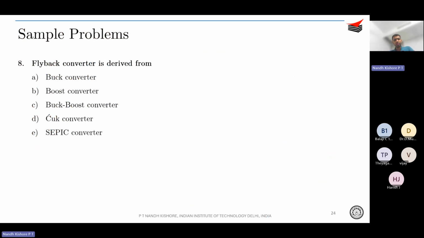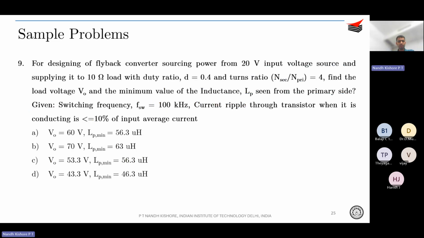Okay, so flyback converter is derived from dash. Again, a simple problem: buck boost, choke or pick. You know that flyback is the isolated version of buck boost converter. Okay, so this is flyback converter.